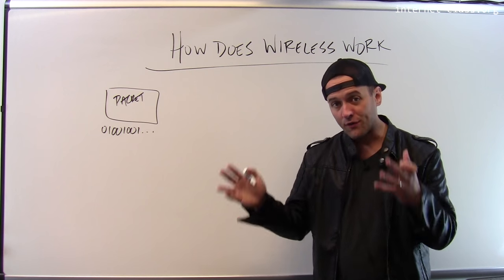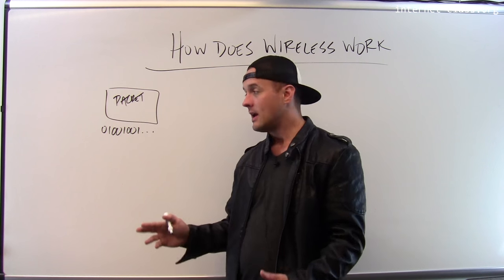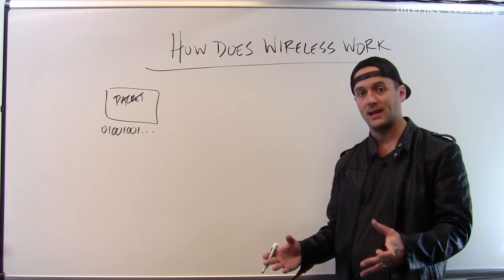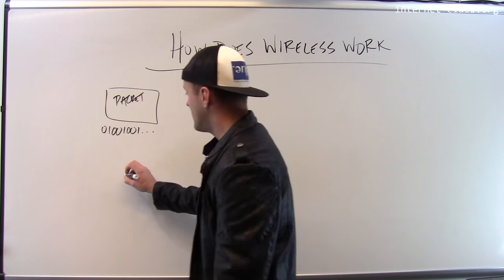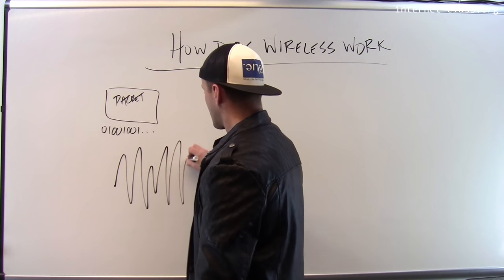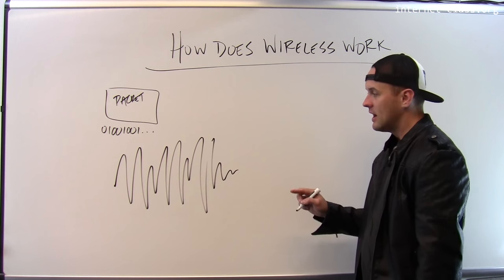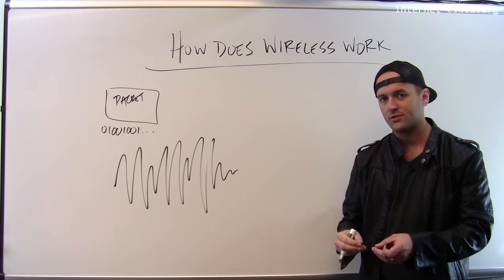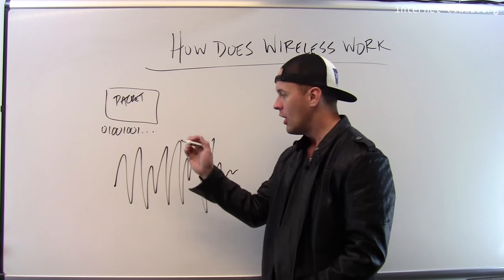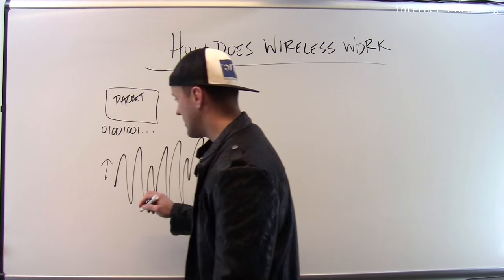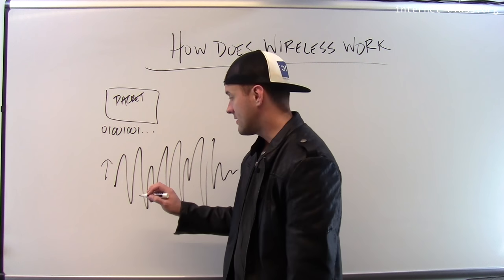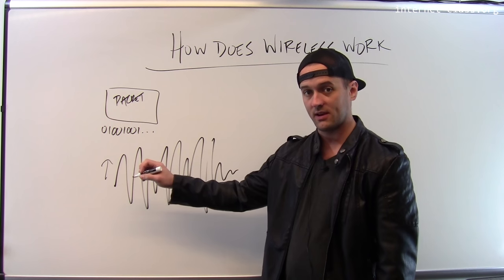And I need to convert that packet somehow into a waveform. So what's actually going to be sent over the physical media, which in this case is free space, is some waveform that looks something like this. And there are two different things that I can control about this waveform in order to transmit information. One thing is the amplitude of the signal, so how strong the signal is at any given point. And the other thing is the frequency of the signal itself.